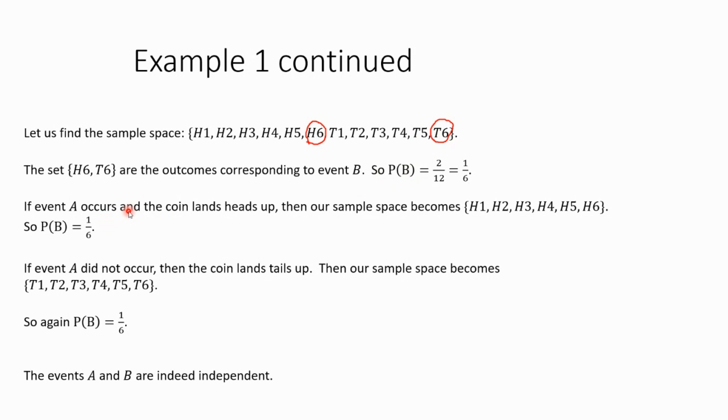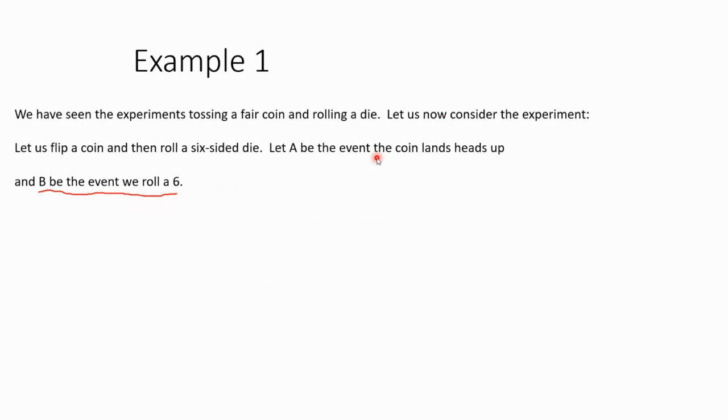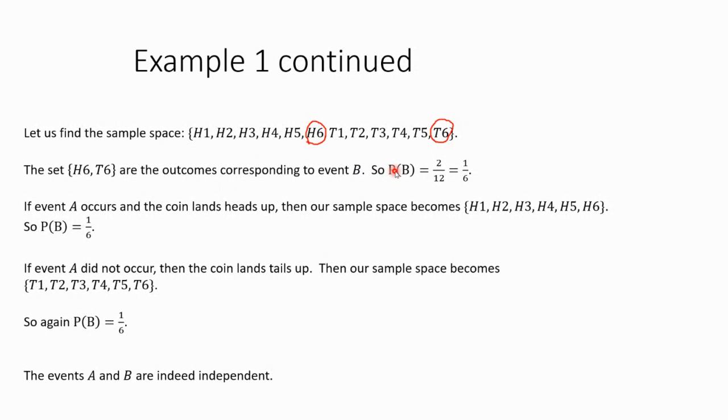What if event A did occur? Remember, A is the event that the coin lands heads up. Remember, we're flipping the coin first, then we're rolling the die. Well, what if the coin landed heads up? Then we're only focusing on these outcomes here, because we got heads up, as you can see. Now what's the probability we get a 6? Here there's only one outcome out of 6, so the probability of B now would be 1 over 6.